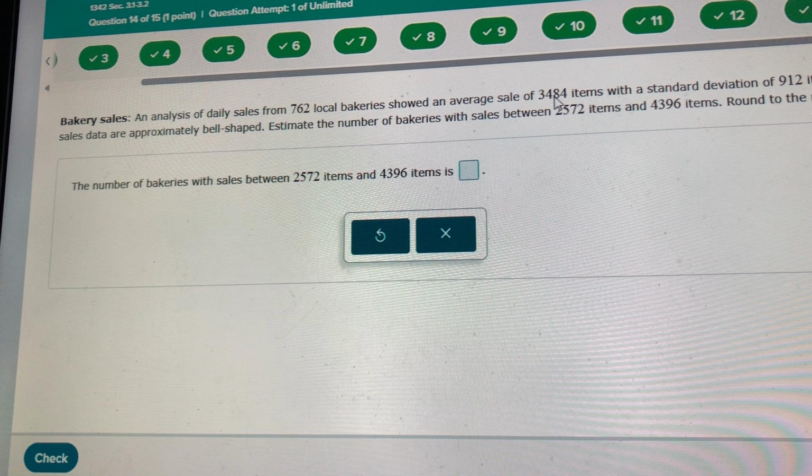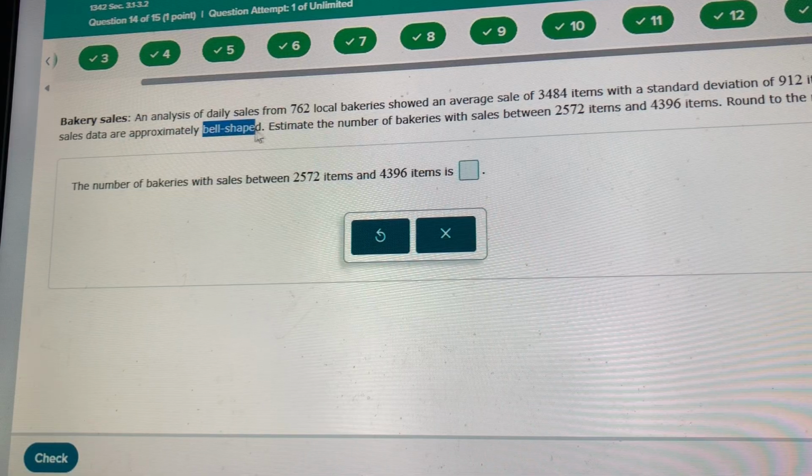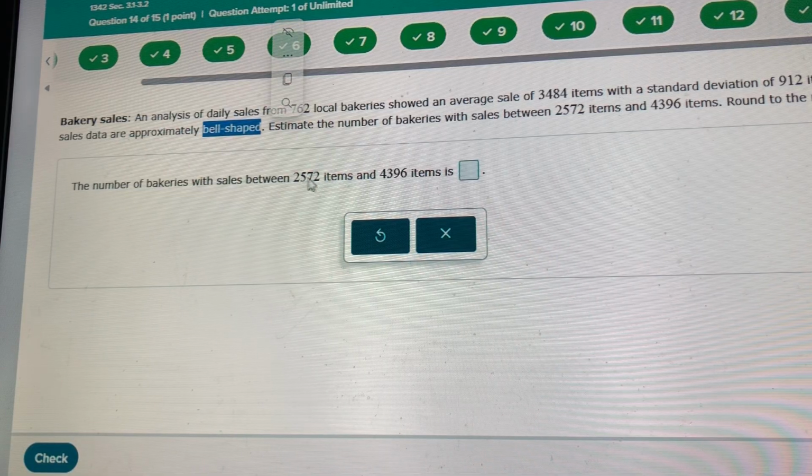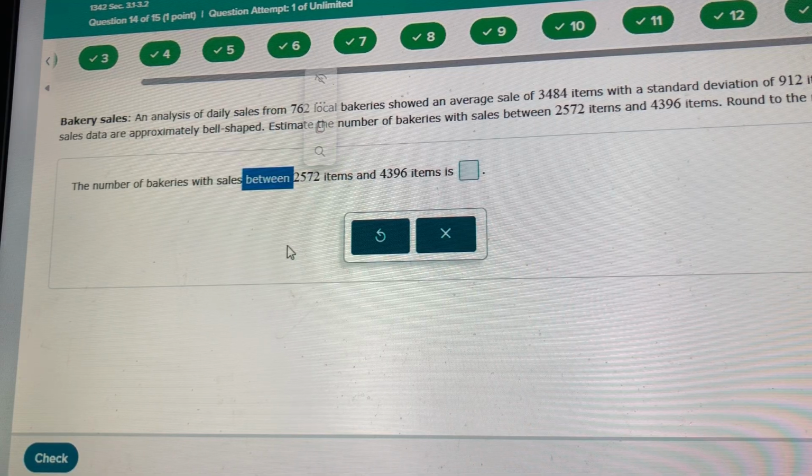The average is 34.84, and the standard deviation is 9.12. Assume that they're bell-shaped, okay? That means empirical rule again. And it's another between. So apparently they're only doing betweens here, which is good. In my HCC classes, they also do like above and below, and those are harder cases, but at least you're only getting the easy cases. The betweens are the easy cases. So the standard deviation is 9.12.